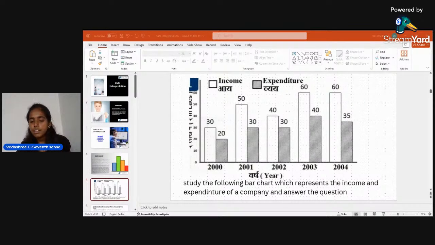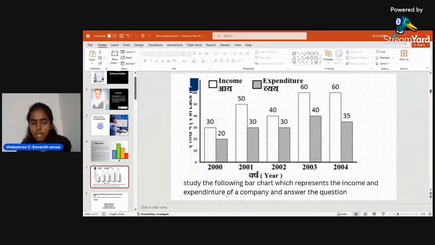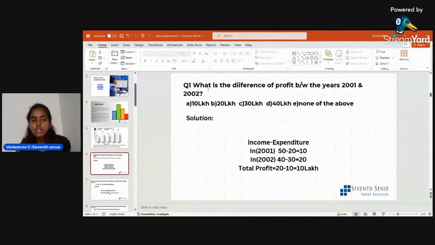Okay. So by seeing this bar graph, we'll have some questions related to it. Study the following bar chart which represents the income and expenditure of a company and answer the below questions. So first they give a bar graph, then questions related to that bar graph. Now how will you solve them? What is the first question? What is the difference of profit between the years 2001 and 2002? They're asking about the difference.